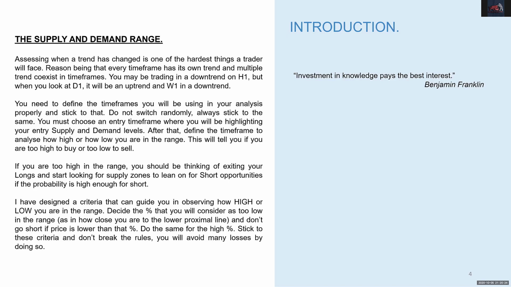If you look at H1, it's got its own trend. Might be a downtrend on H1, but if you look on a daily time frame, it will be an uptrend, and if you look on a weekly time frame, it will be a downtrend. This is all on one asset. Say you're looking at gold, you may find that gold on H1 is bullish, but if you go to the daily time frame, it is bearish. That's why it's difficult to really gauge whether a trend has changed or we are still in a range.